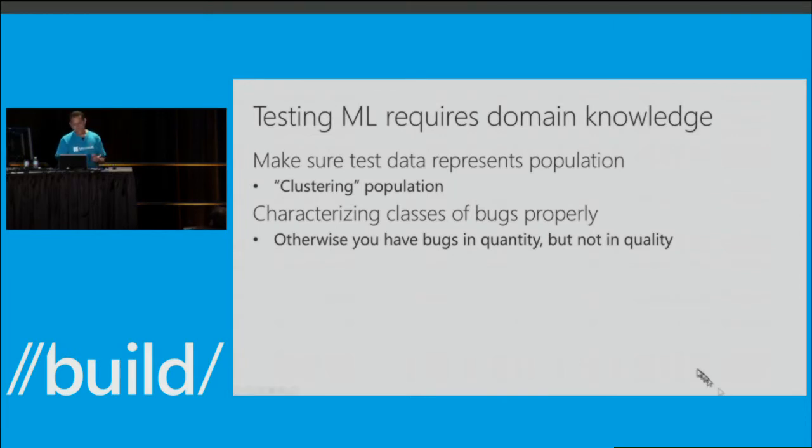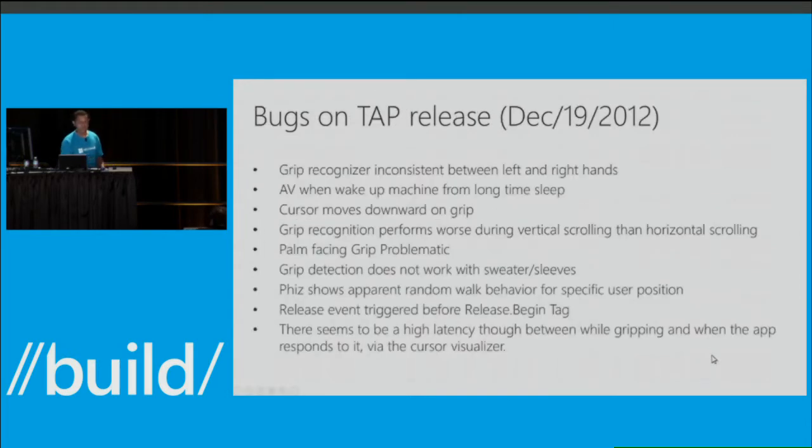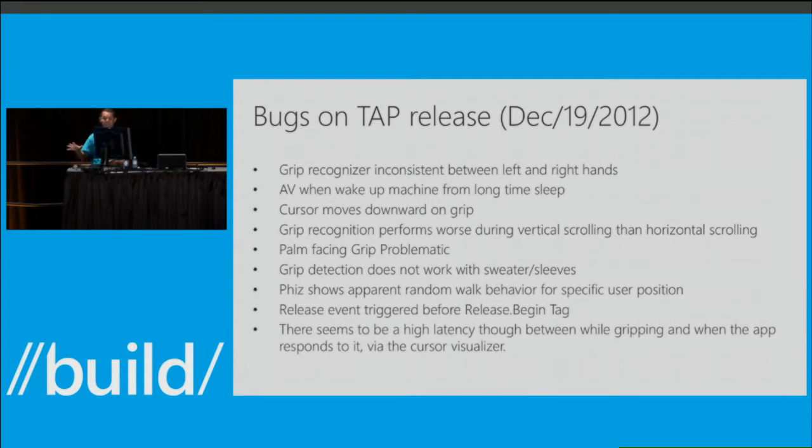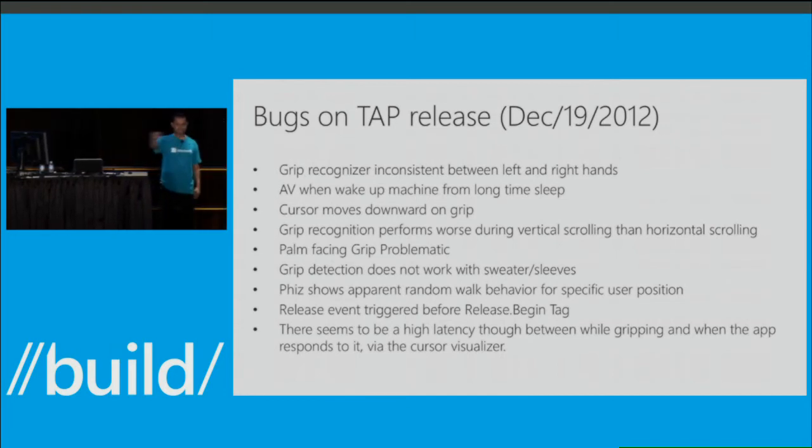So we shipped M4, and then by December 19, we had those bugs still open in our database. Grip is inconsistent between left and right. There was an access violation when the machine wakes up after a long period of time. Coding error, this is the only one. Cursor moves downward on grip. If you are controlling the cursor and you do this, it moves downward. Grip recognition performs worse during vertical scrolling than horizontal scrolling.